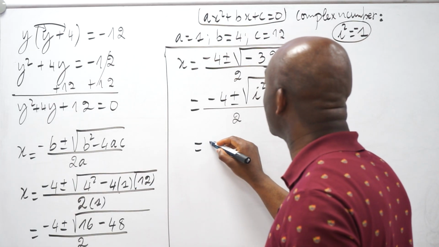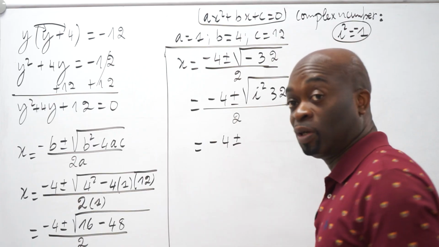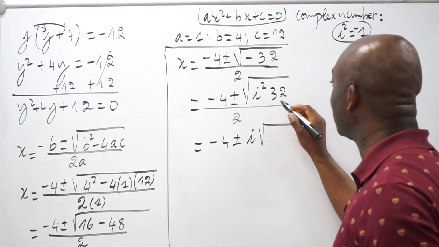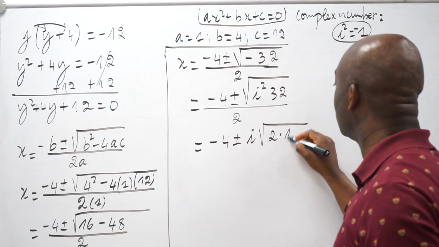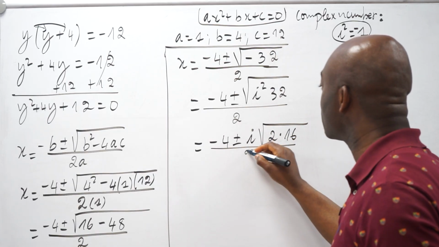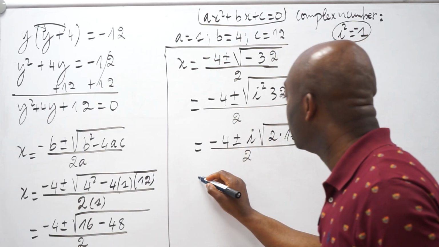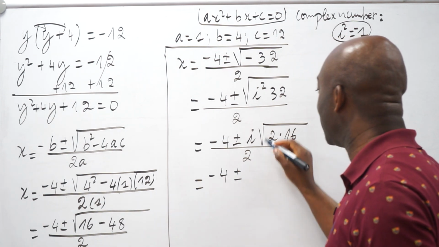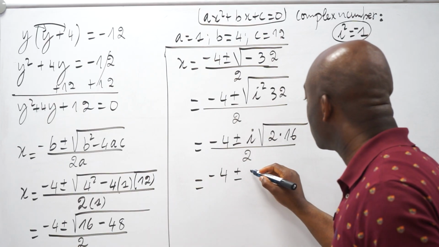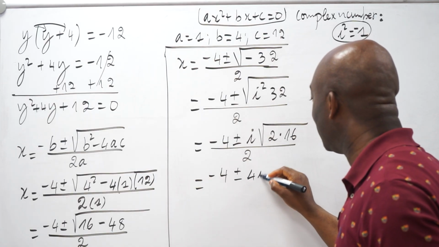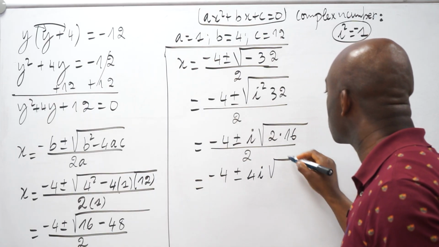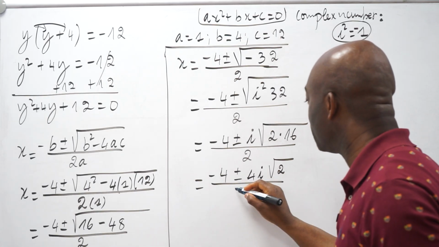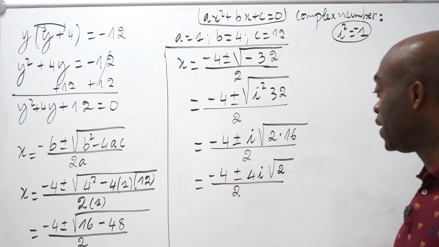So this is equal to negative 4 plus or minus. The i comes out, that one we can do automatically, and then we have 2 times 16 under the radical, over 2. Then this is going to be negative 4 plus or minus the square root of 16, which is 4, so 4i square root of 2, divided by 2. Are you with me?